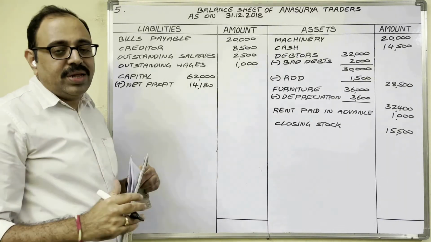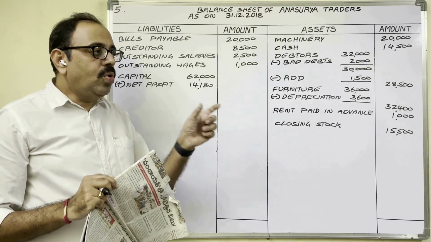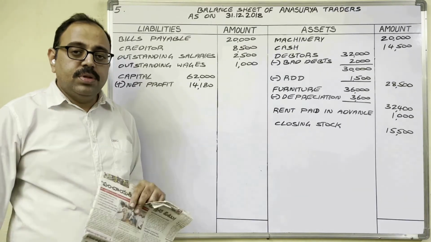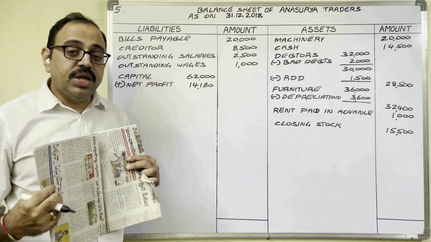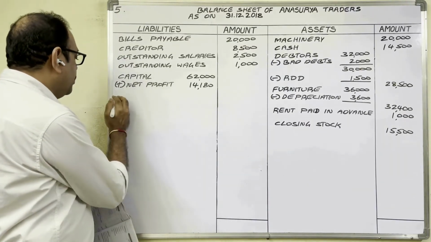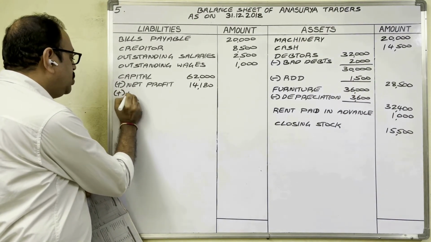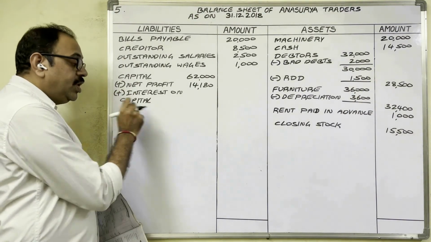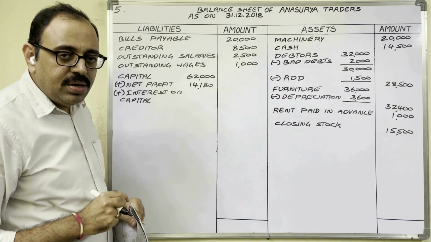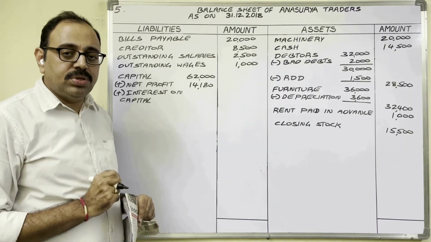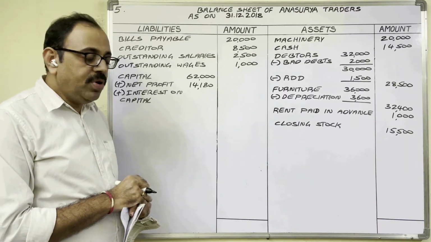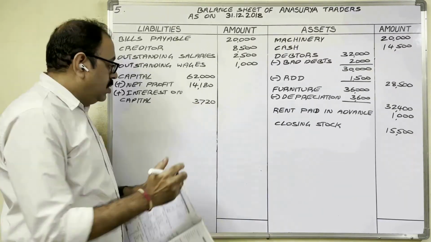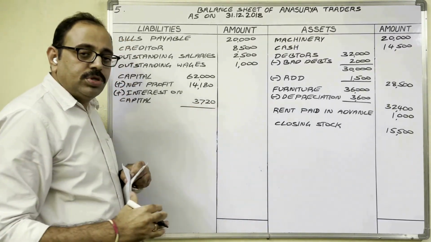And interest on capital. So to owner we have to pay interest. That is also owner's money. Therefore add that amount to capital. Plus interest on capital. Amount is not given, percentage is given. We have calculated this in P&L account. 3,720 came now. That amount. Now add these three amounts.